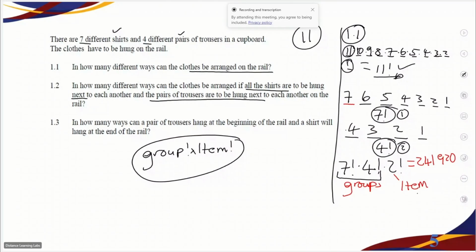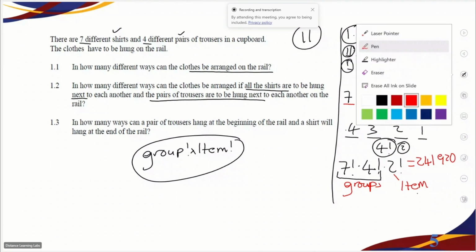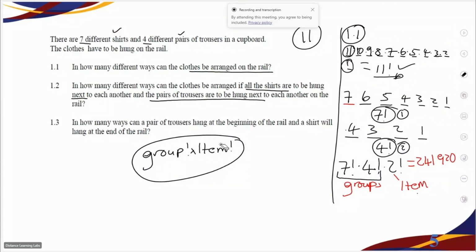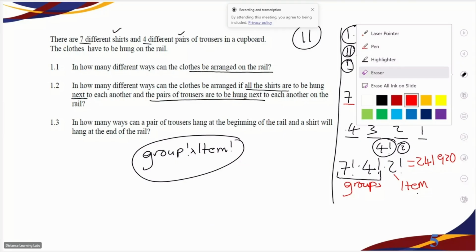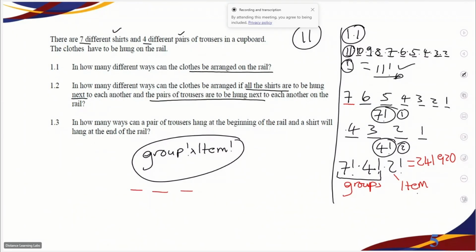The third example says, in how many ways can a pair of trousers hang at the beginning of the rail and a shirt be hung at the end of the rail? Meaning there are 2 positions that are restricted here. The first position that is being restricted is the first position, out of the 11 items that we have: 1, 2, 3, 4, 5, 6, 7, 8, 9, 10, 11. Now we have 11 clothing items.